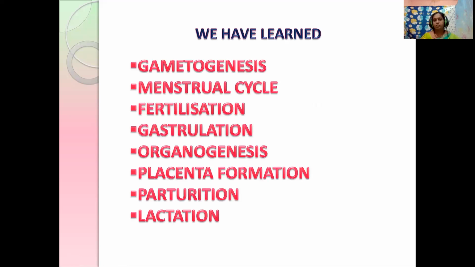Yes, students, today we have learned about gametogenesis, the formation of male and female gametes, that is releasing the egg and sperms, the menstrual cycle and its various events, that is menses, follicular phase, ovulatory phase, luteal phase, fertilization, gastrulation, and the formation of various organs, organogenesis, placenta formation, parturition, and lactation.